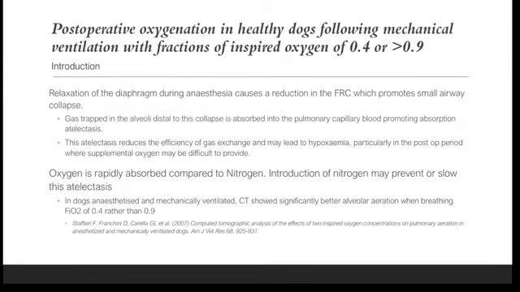So again, the rationale behind the study is because anaesthetic can lead to small airway closure and pulmonary shunting and hypoxemia. This is basically just to recap a similar introduction to the first paper. So the nitrogen is supposed to hold open the alveolus and allow better gas exchange post-operatively.